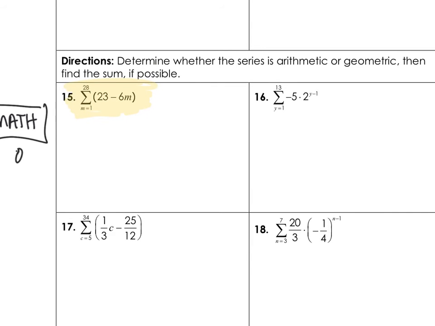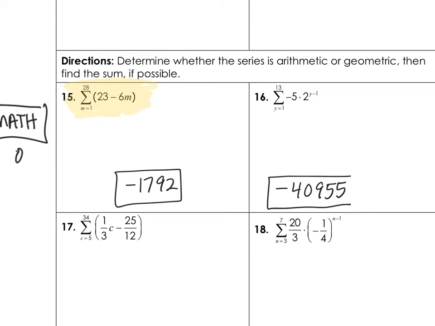So on this one, you should get negative 1792. And on number 16, you get negative 40,955. Now, the only difference is it also asks you, is it arithmetic or is it geometric? How can you tell when you're just plugging it in? Okay, so this one right here is arithmetic, and this one is geometric.